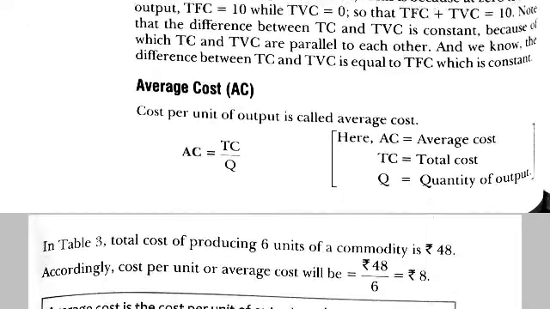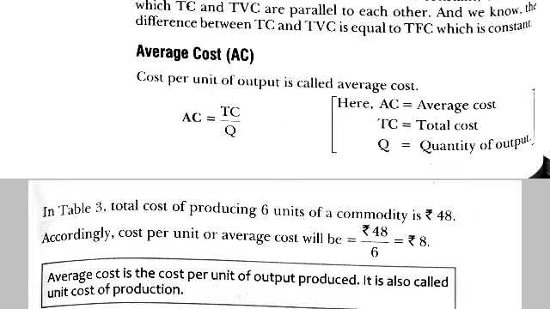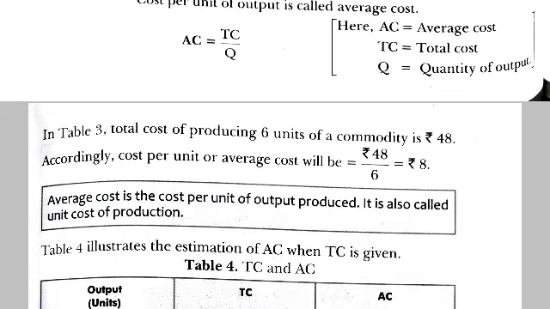Average cost. Now we will come to the average cost. Cost per unit of output is called average cost. Average cost is equal to total cost divided by units of output produced. AC is equal to TC divided by Q, where AC is average cost, TC is total cost, and Q is quantity of output.